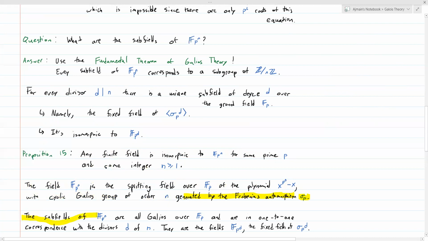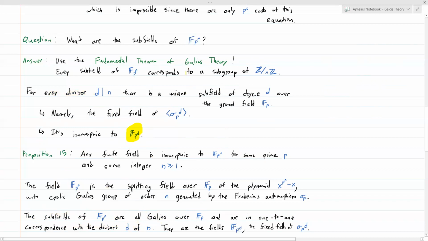Finally, the subfields of F_p^n are all Galois over F_p and are in one-to-one correspondence with the divisors d of n. Maybe I didn't talk about this statement, but it's clear because why? The statement is that the subfields of F_p^n are all Galois over F_p. We showed that they're isomorphic to F_p^d. Those are the subfields, and for every divisor, you have a unique subfield that's isomorphic to F_p^d.